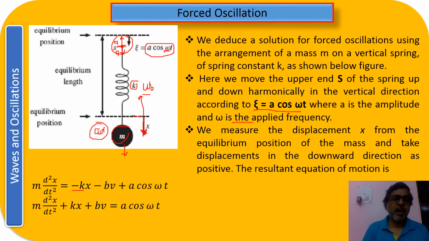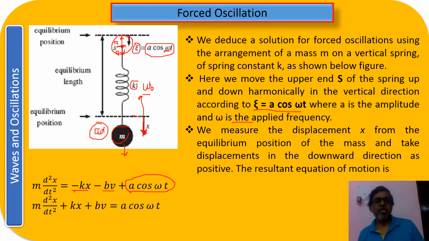You have already seen m d²x/dt² = -kx for free oscillations, and -bv for damped oscillation. Now here you have given an additional oscillation, A cos ωt. So naturally this has been added. This A cos ωt is the simple harmonic motion that you have given, right? So now what will be our differential equation?